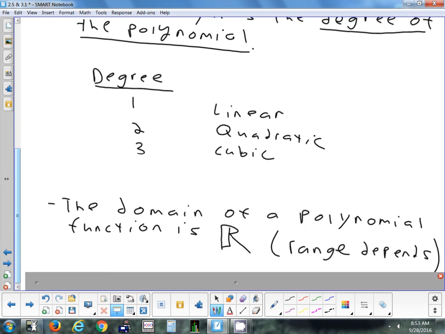The range depends. Okay, think about the range of a parabola versus the range of a line. They're different. Okay, parabolas don't go up and down forever. Lines do, as long as they're not horizontal. So range still depends, but domain, super easy with a polynomial. It's always all real numbers.